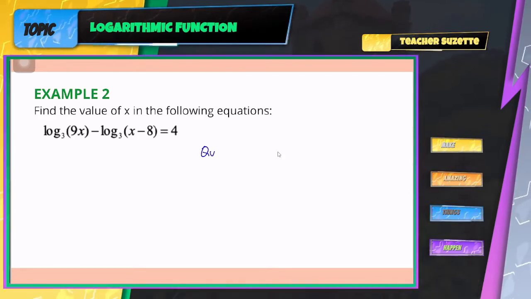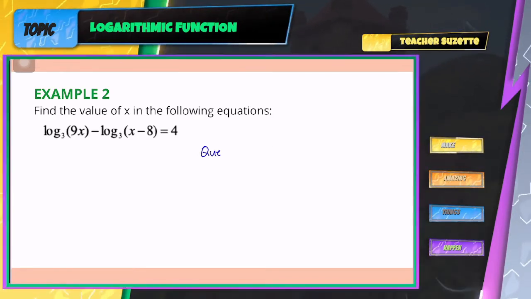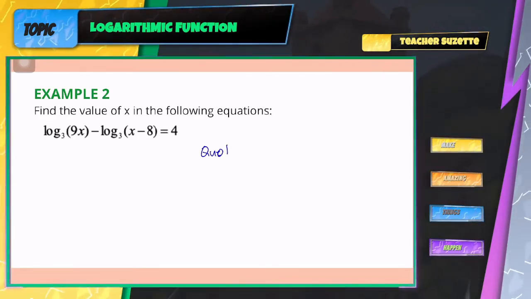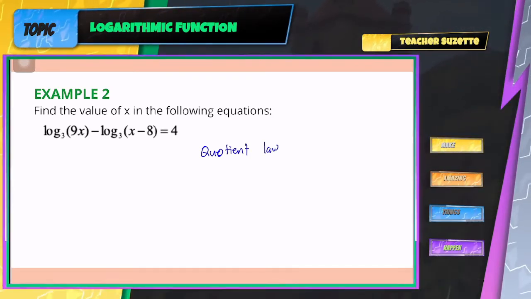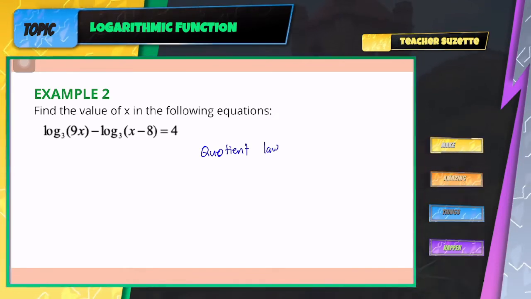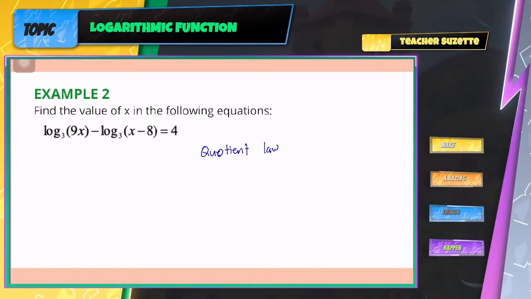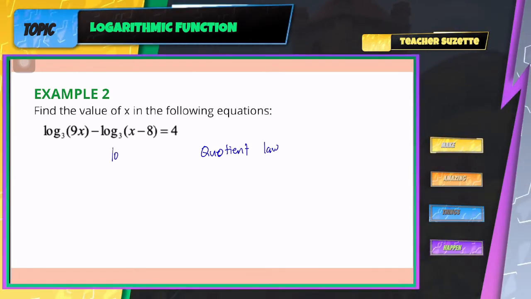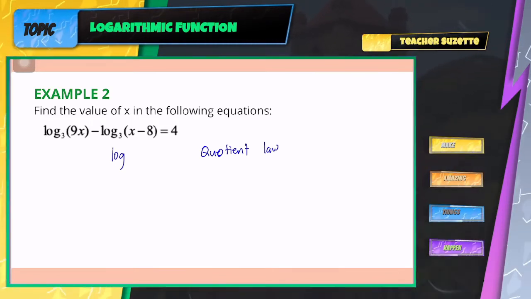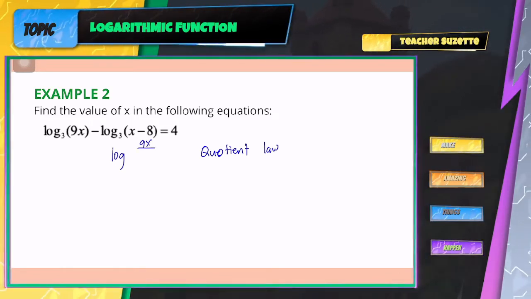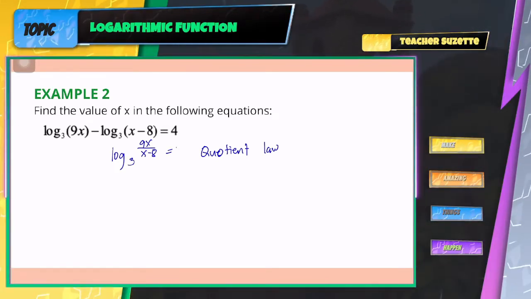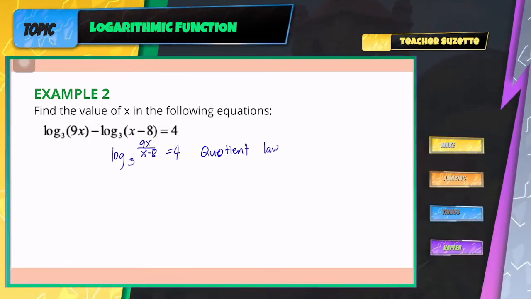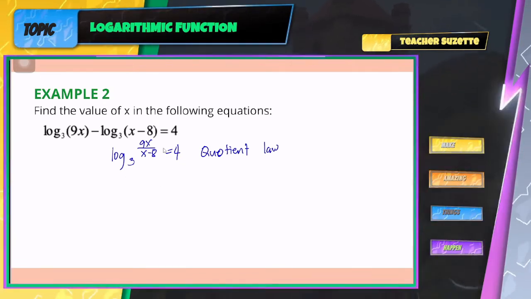Diba? Kasi meron silang operation which is minus, and meron silang same basis. So, obviously, we can condense it using our quotient law. So, we will have a new logarithmic equation which is the logarithm of 9x over x minus 8 base 3 equal to 4. So, ayan. Meron na tayong isang logarithm.